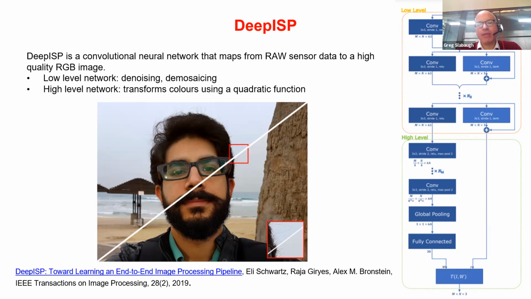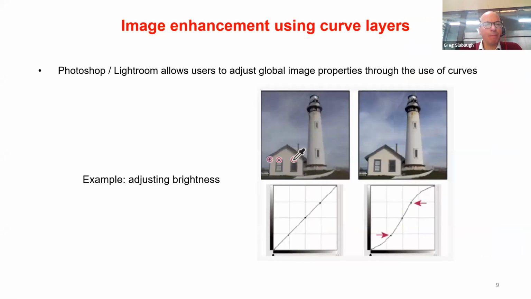The way they do it, they have two networks. There's a low level network, which regresses the pixels, so at every pixel you get an RGB value. And then there's a high level network that performs a global color transformation using a 30 element matrix to get the colors right in the image. So this was a real source of inspiration for us and my team.